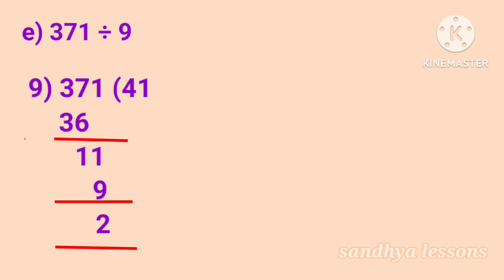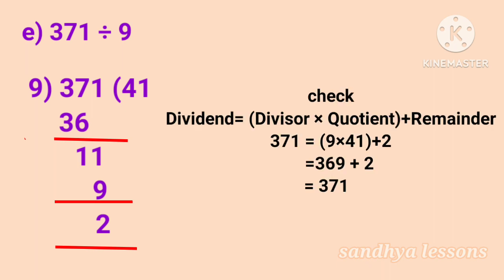E division 371 divided by 9. By dividing 371 with 9, we get quotient 41 and remainder 2. By checking, dividend is equals to divisor into quotient plus remainder. By applying the formula, we get 9 into 41 plus 2 is equals to 371, which is the dividend. So, the division is correct.